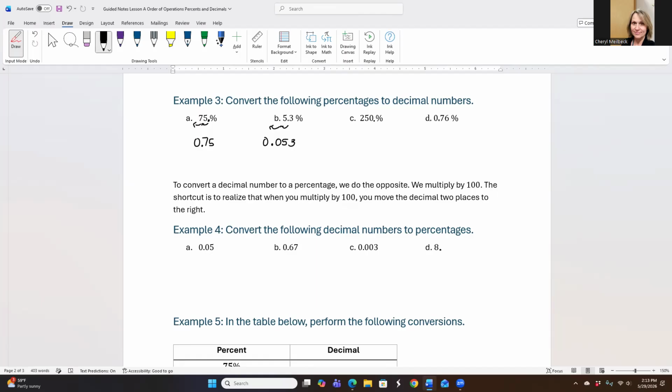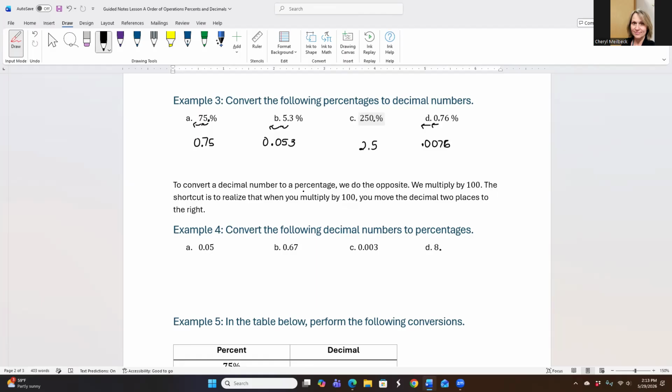250%, the decimal is behind the last digit, so it's behind the 0. If we move the decimal 2 places to the left, we'll get 2.5. That's our decimal number representing 250%. And with 0.76%, the decimal's in front. If we move it 2 places to the left, we're jumping over 2 imaginary zeros, which we have to add into our answer. So our answer is 0.0076 as the decimal number for 0.76%. So it's very small, it's less than 1%, and that's why our answer for our decimal number is so small.